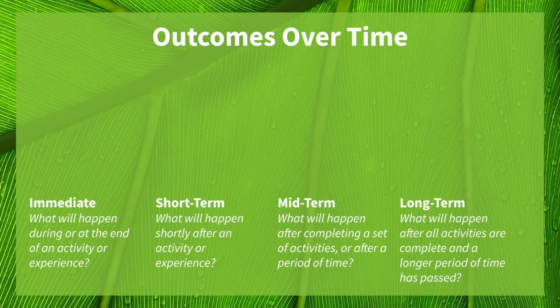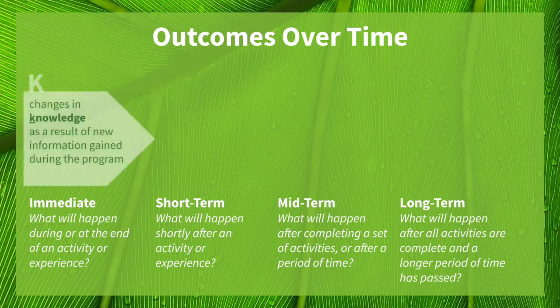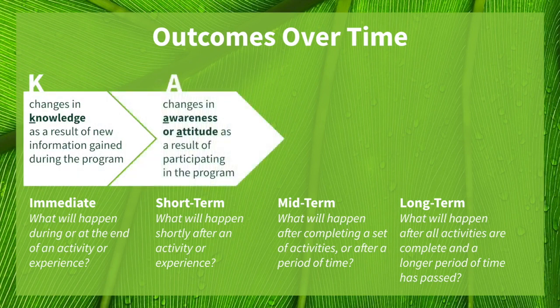Another way to think about it that I find really useful is KABC. K is a change in knowledge as a result of new information gained during or upon completing a program. A is a change in awareness or attitude as a result of the program. This happens after reflecting on new knowledge gained, and our attitude changes as a result.